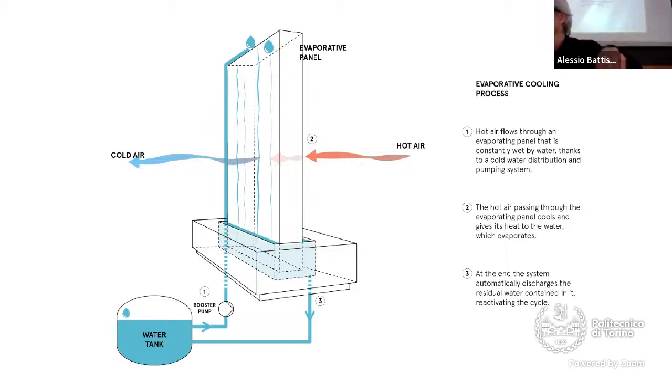This is the fountain, which is supposed to work with rainwater. So we collect the rainwater, we pump it to the top with very little energy, and then by gravity it goes down, and the wind passes through. Because the climate is hot and dry, it works, and it's very simple.